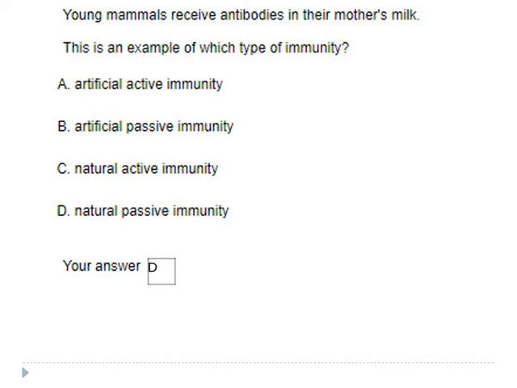Okay, so the answer will be B. We've got antibodies in mother's milk. Remember, it's passive immunity. However, it comes from the mother, so we will still refer to this as being natural. Next one.